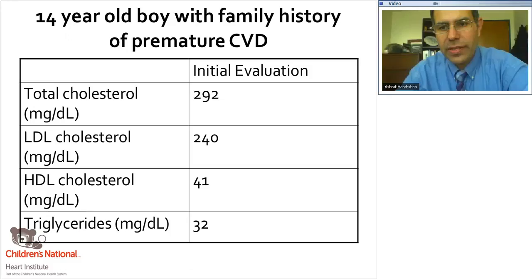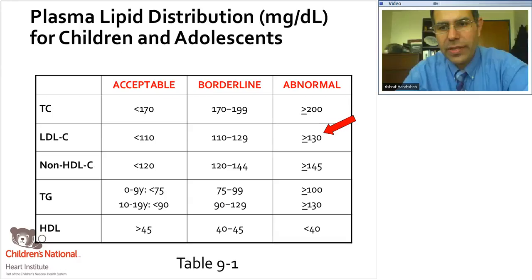His total cholesterol was 292 milligrams per deciliter, which is way above normal. The normal is 170 milligrams per deciliter. LDL cholesterol is also very high at 240 milligrams per deciliter, and you have to worry about it once it is more than 130. The HDL is not the greatest. It's only 41 milligrams per deciliter, and the triglycerides were normal at 32 milligrams per deciliter. Based on the guidelines, this is abnormal, and his non-HDL is also abnormal. And since we had a fasting lipid profile, we can look at the LDL in this particular patient.